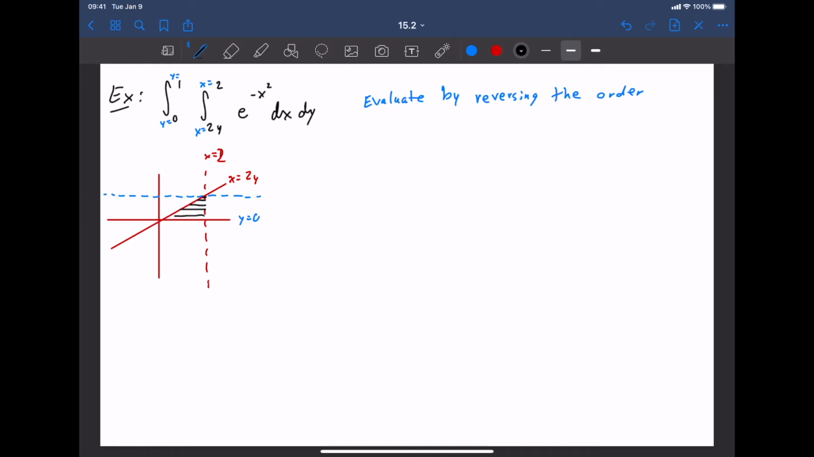I want to reevaluate this into a type 1 region. A type 1 region where I go top to bottom first. And in this case, well, we know what we would do here. Switch that to y equals x over 2. And we're going to go to y equals 0. So y equals 0 to y equals x over 2 would now be our innermost integral. And we're doing y first and then x. And what would that make the x bounds?